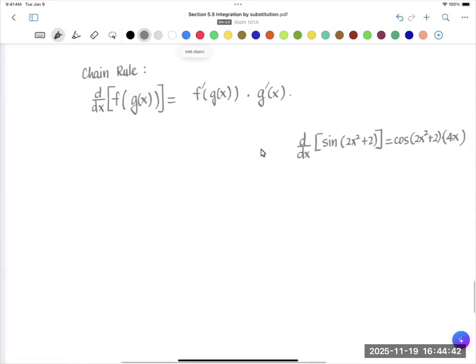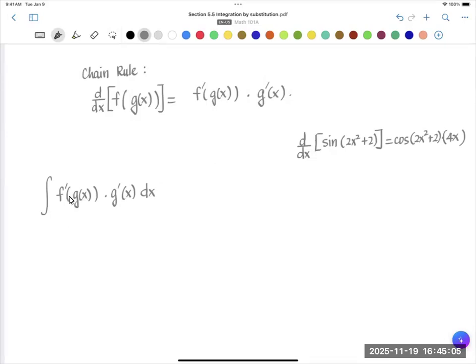Now let's say we want to do the reverse. We want to take the inverse of that. So we want to take the integral of this to get back our original function. We take the integral of f prime of g of x times g prime of x dx. How are we going to take the integral of this? We'll do the same thing.